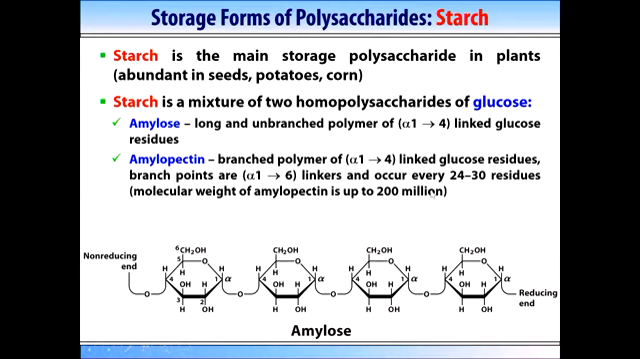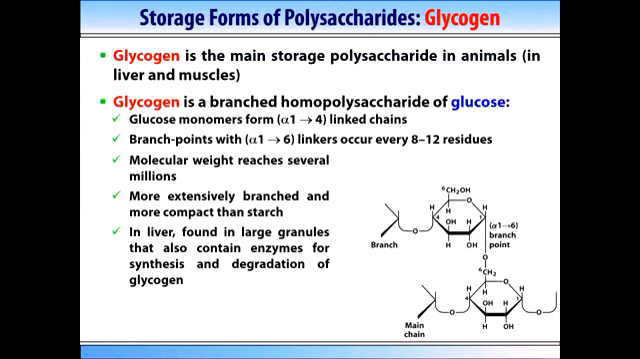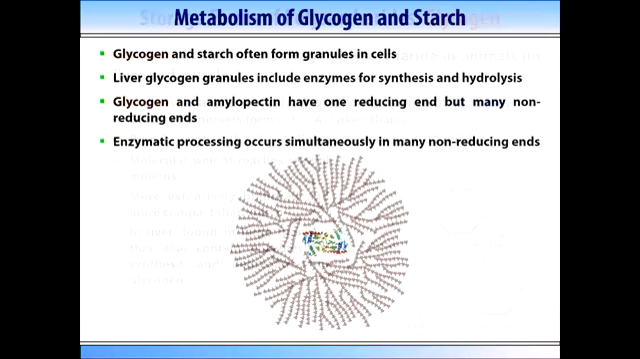If branching in amylopectin occurs every 25 to 30 residues, then in glycogen it occurs every 8 to 10 to 12 residues. So it's like three times more branched, basically. Okay, so these are the main storage forms of polysaccharide. Glycogen and starch often form granules in the cells, which are made not only of the polysaccharide itself but also of the enzymes that metabolize them. You will actually start the next module by studying those enzymes and pathways which metabolize glycogen and starch.